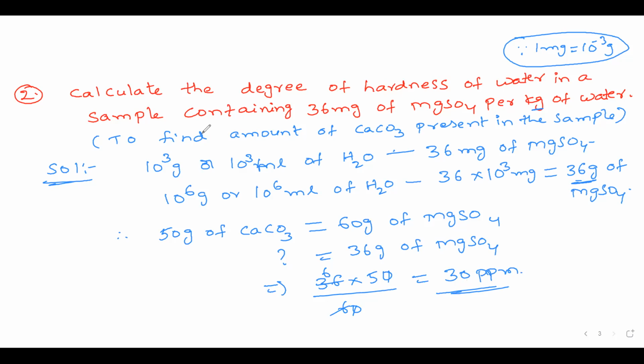So in the given numerical, the mass of calcium carbonate present in the given water sample is nothing but the hardness of water. That's why the degree of hardness of water is defined as the amount of calcium carbonate present in 10 to the power of 6 parts of water. The mass of calcium carbonate present in 10 to the power of 6 parts of water is called the degree of hardness of water. Very, very simple.